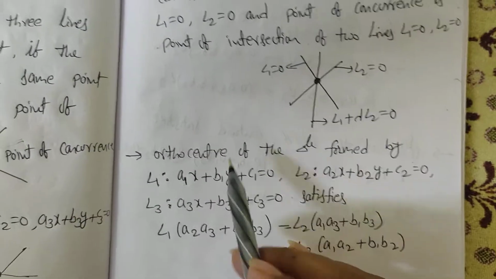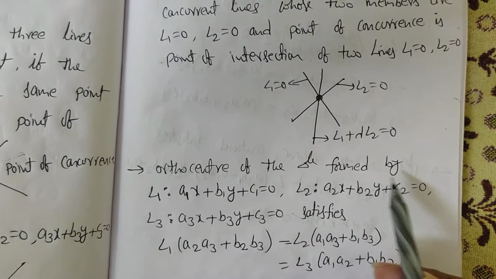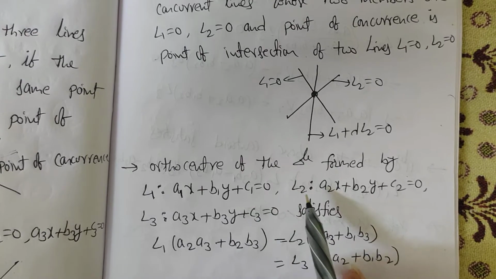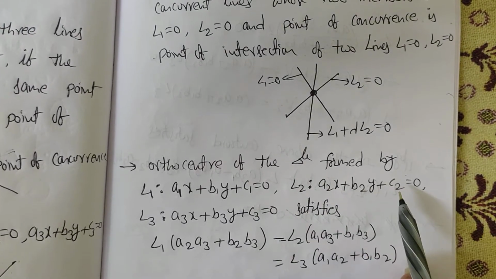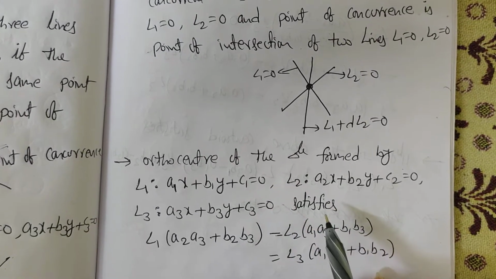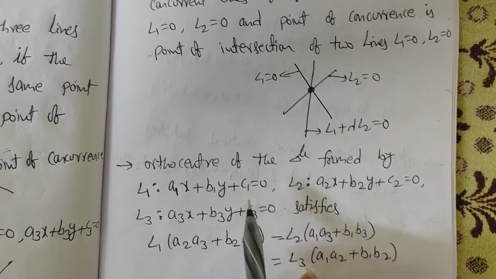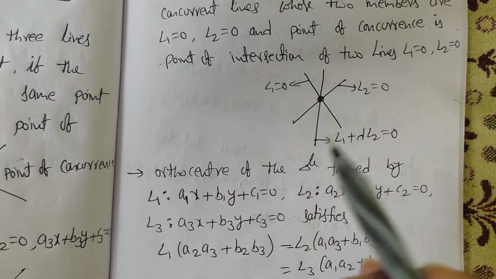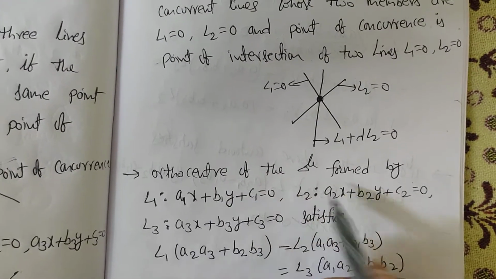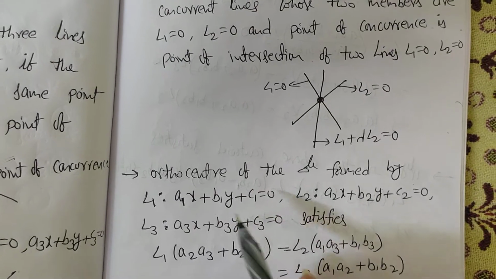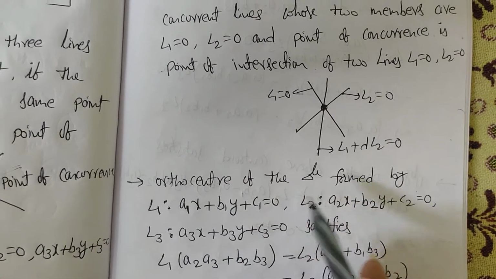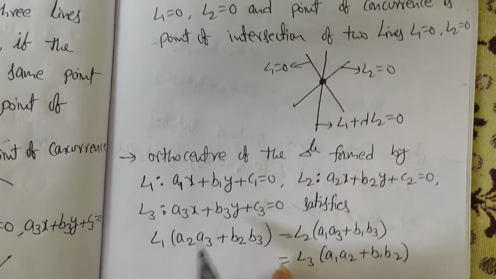Next one. The orthocenter of the triangle formed by L1, a1x plus b1y plus c1 is equal to 0, L2, a2x plus b2y plus c2 is equal to 0, and L3, a3x plus b3y plus c3 is equal to 0, satisfies a condition. Whenever a triangle is formed by these line equations as its sides, the orthocenter of that triangle satisfies this condition.